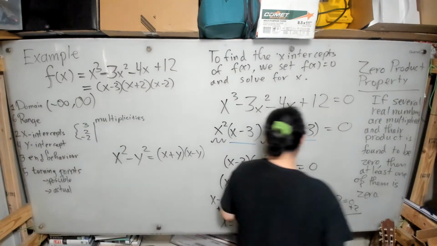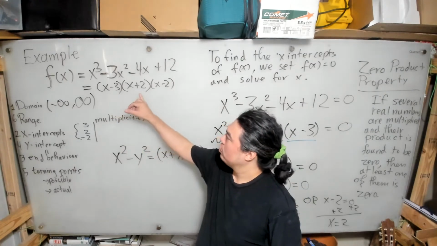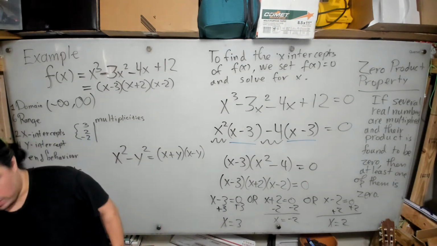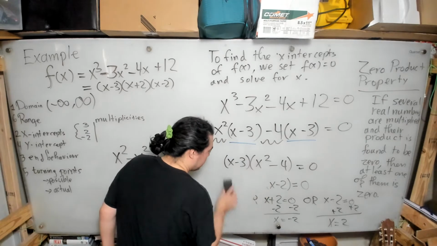Having made that factorization, I want you to observe how each of these factors is written to the first power. What do I mean by that? Let's erase this temporarily.